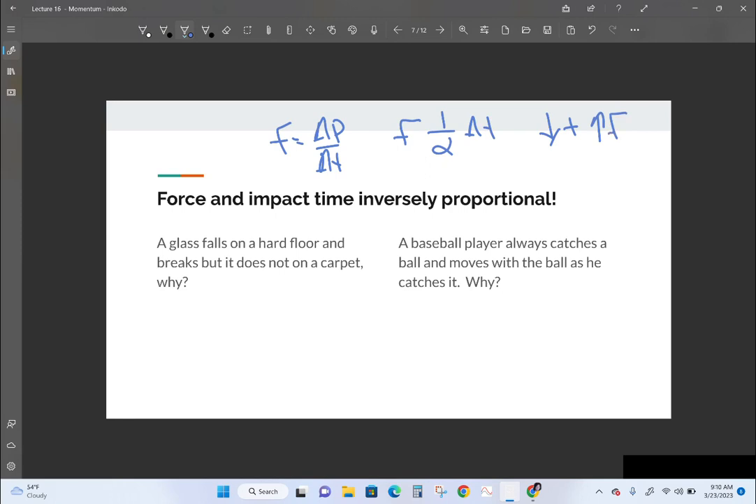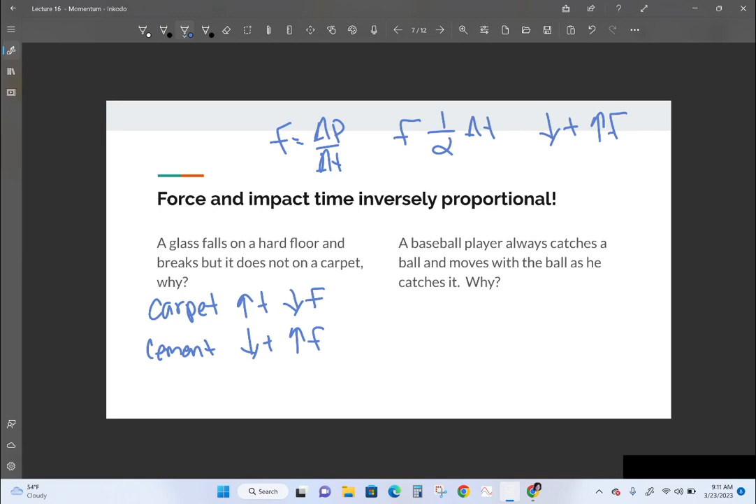So think about a glass falling on a hard floor versus a carpet. In both of those examples, whether it falls on a cement floor or a carpet, you're going to have the same change in momentum, right? Maybe you're going to go from 10 meters per second to 0. The difference is that the carpet has a larger amount of time because of the cushion that it provides, which means that it requires less force for that change to occur versus the cement floor, which has a shorter amount of time and a larger force. So it's much more likely that that glass will break.